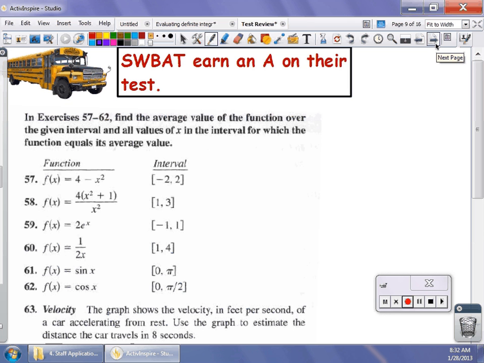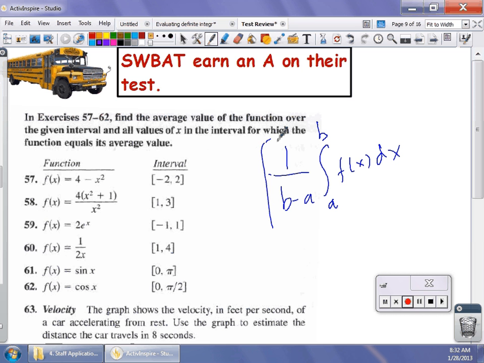Here's the average value theorem homework, 1 over b minus a times the integral from a to b of f of x dx. Remember, this is the change in time. Anytime you're finding an average, remember we talked about that you add up all your stuff and you divide by the number of stuffs.